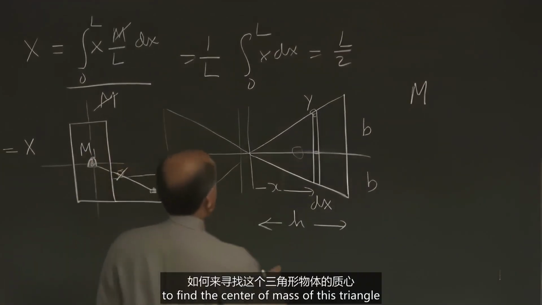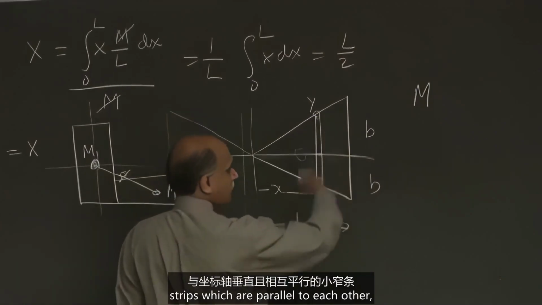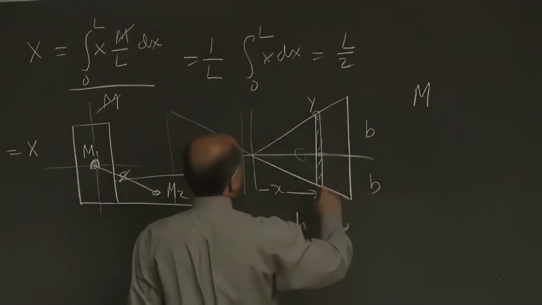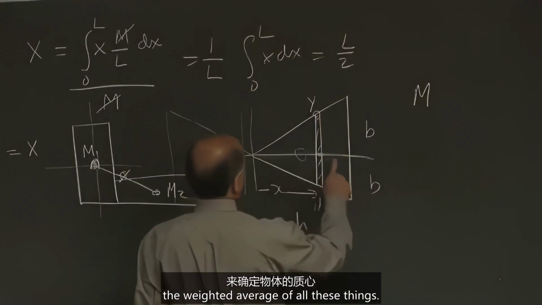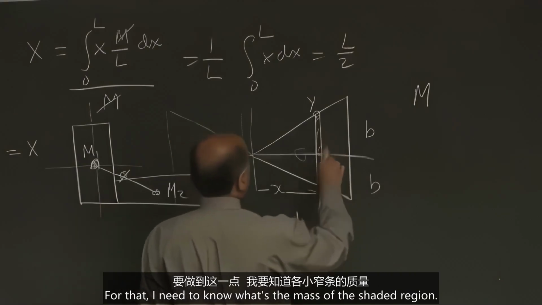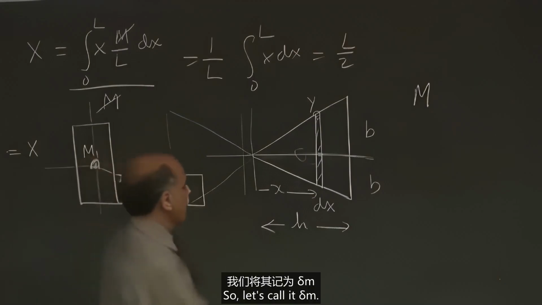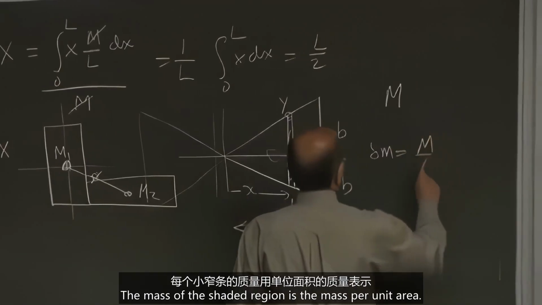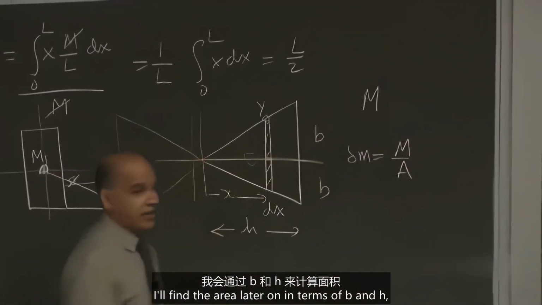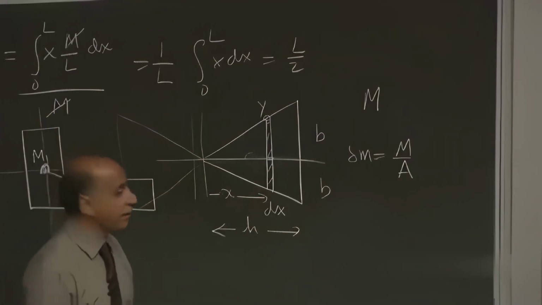So I'm going to argue that to find the center of mass of this triangle, I can divide it into vertical strips which are parallel to each other and find the center of mass by adding the weighted average of all these things. For that, I need to know what's the mass of the shaded region. So let's call it delta M. The mass of the shaded region is the mass per unit area. I'll find the area later on in terms of B and H, but this is mass per unit area.